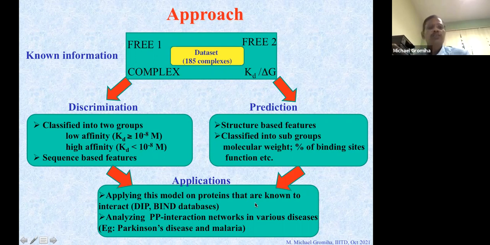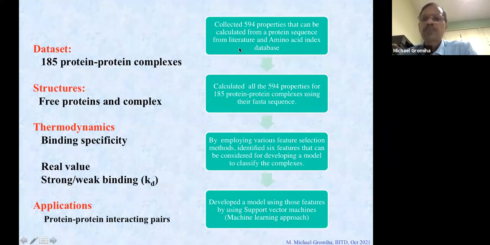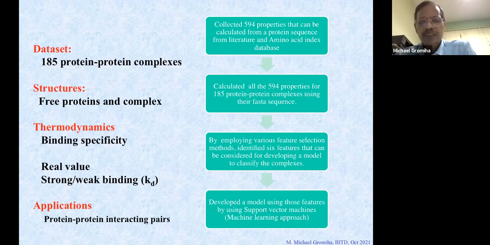Okay, so we constructed the data set, and then we have the binding affinity data. On the other side, we first tried to get all the properties from the AAindex database. But if you see the AAindex database, many properties have no meaning. In many cases some values are missing for some amino acids. In many cases, they give some random numbers without any meaning.